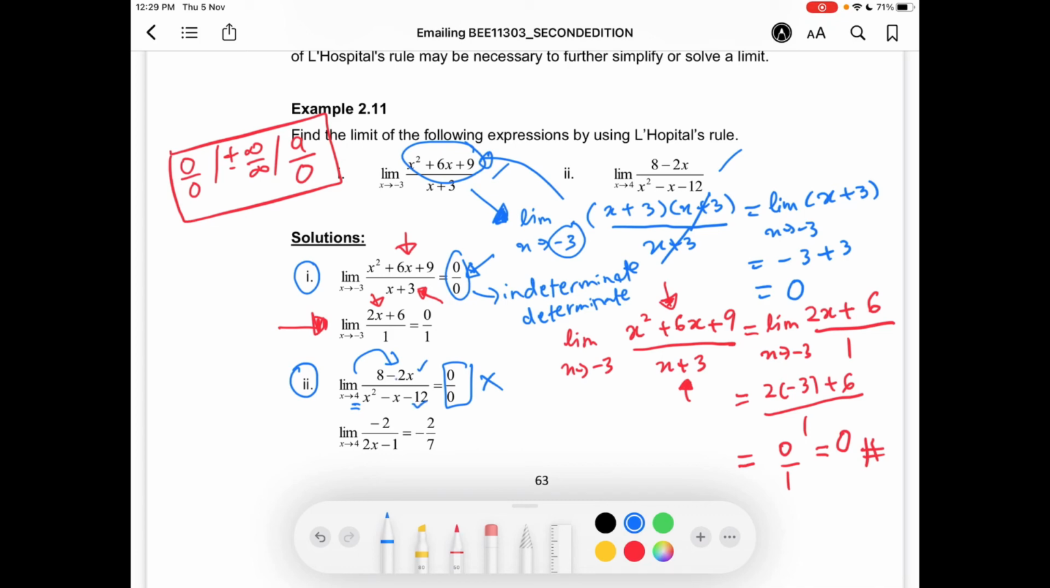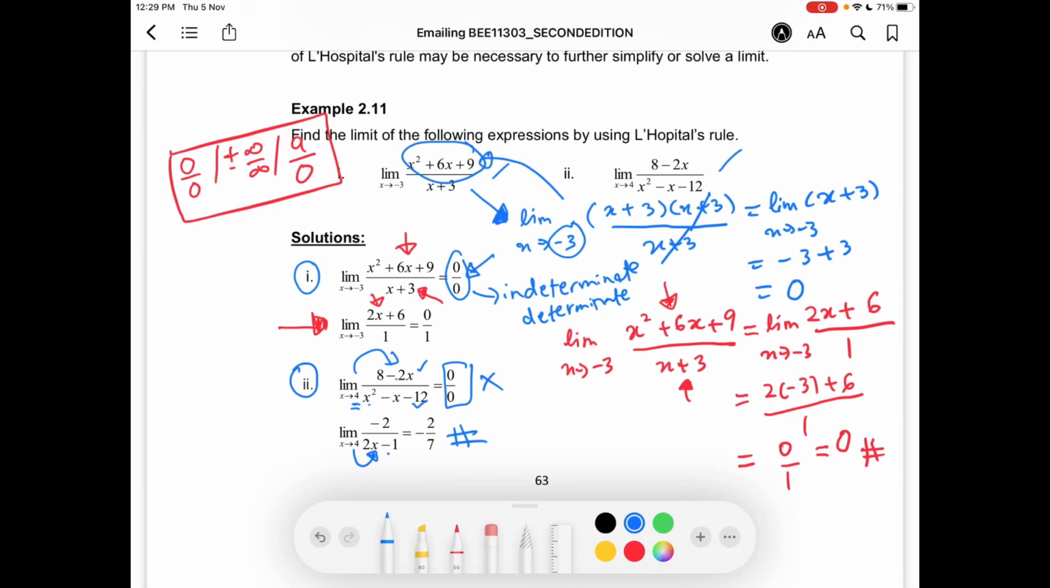So this you will get minus 2. For the x squared minus x minus 12, when you differentiate it, you'll get 2x minus 1. From here, you can straight away plug in the value of 4 into x, and you'll get 4 times 2 is 8, 8 minus 1 is 7. So your final answer is minus 2 over 7.